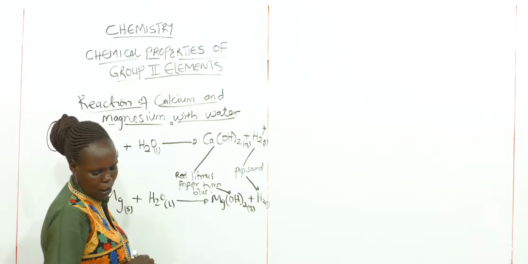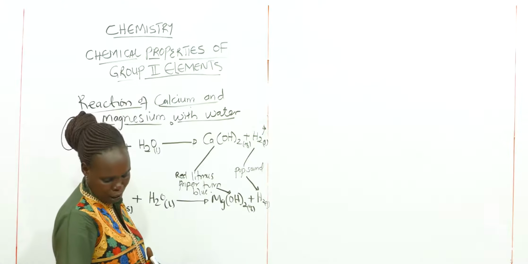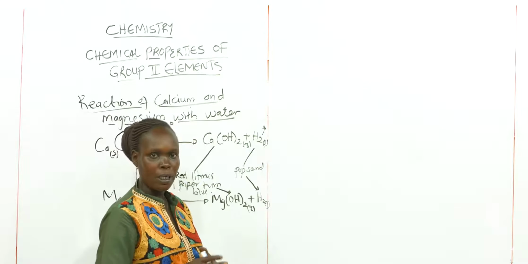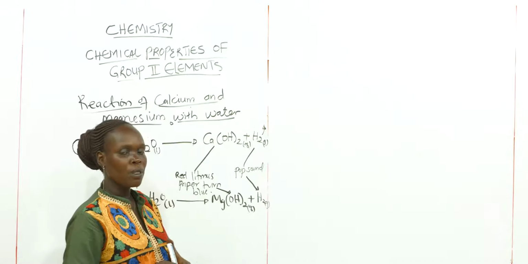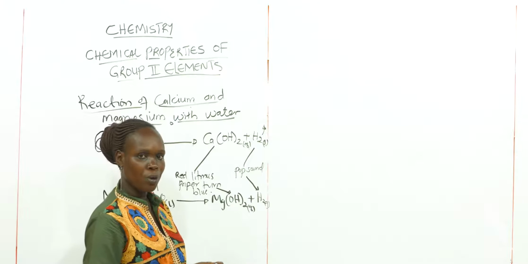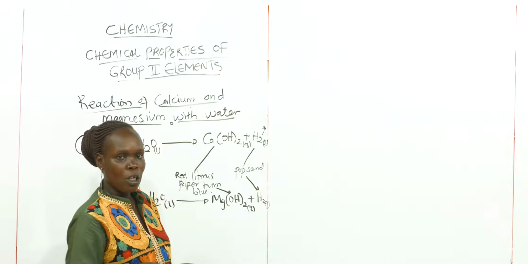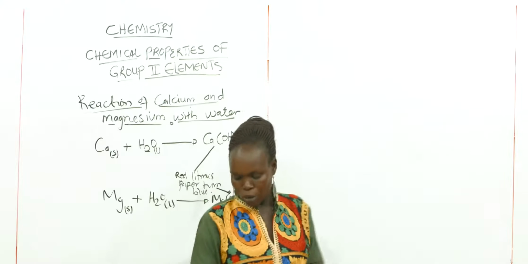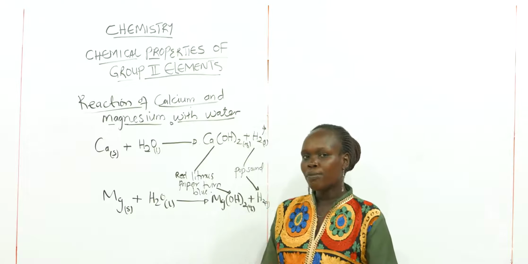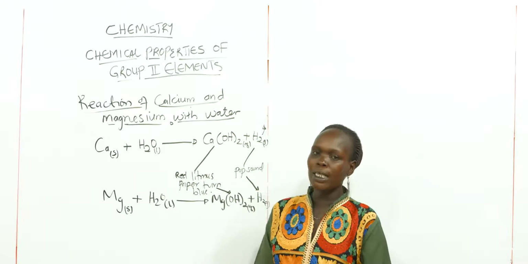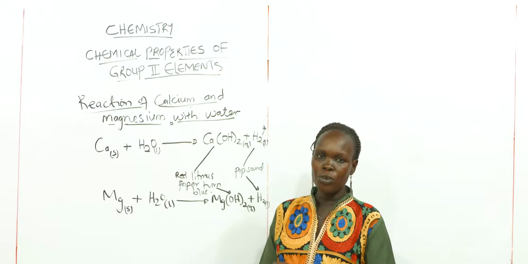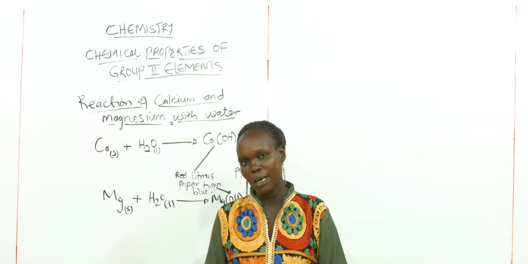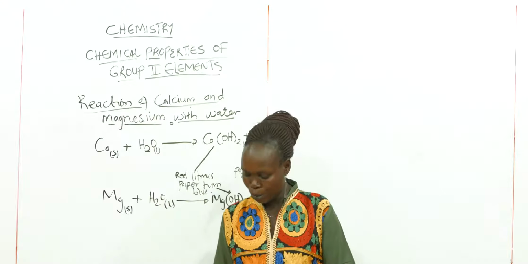So you're going to see that as you have not boiled the water, the reaction of magnesium with the water will not proceed. But as you boil the water to the boiling point, then magnesium will react very fast with water. So we need to remember also that the products formed are hydrogen gas and an alkaline solution of hydroxide of either magnesium, calcium, or any other group 2 element.